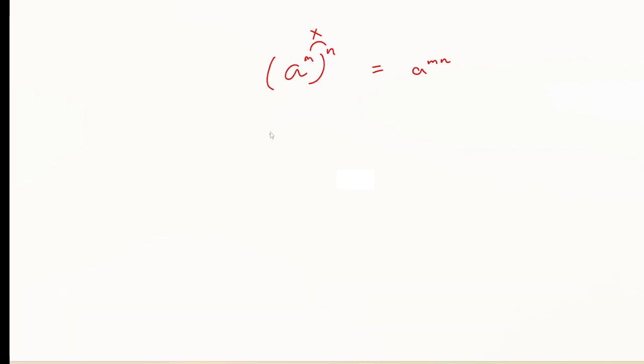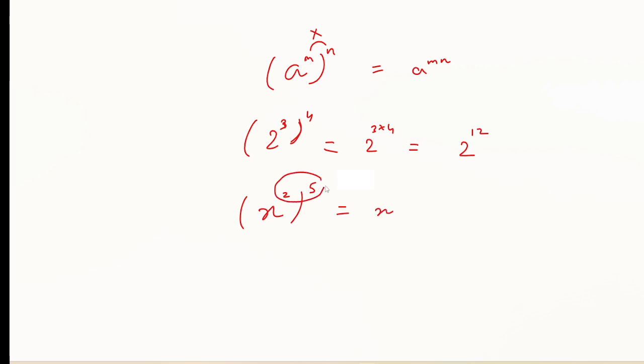For example, 2 raised to power 3 and then there is a power of the whole which is 4. So 2, we'll write this as it is, the base, and multiply the exponents. So 2 raised to power 4 times 3 is 12. So this is the answer. Let's suppose x raised to power 2 and power of the whole is 5. So x raised to power, just multiply these two, 5 times 2 is 10. Okay, this is called the power of a power rule.